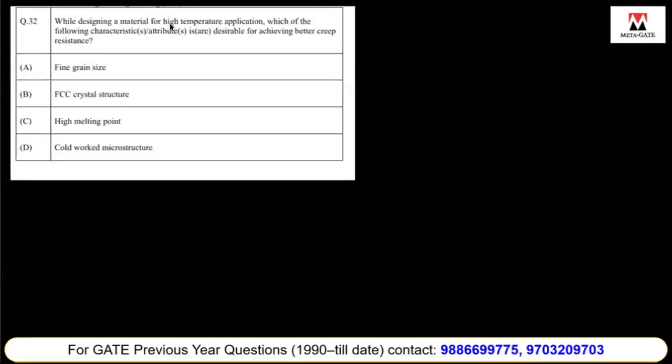When designing a material for high temperature applications, which one of the following characteristics or attributes is desirable for achieving better creep resistance? To get a better creep resistance, the grain should be as coarse as possible. It is also good if we have FCC crystal structures. The high melting point is not one of the things. Cold worked microstructure is also not preferable as it gives us a small grain size.